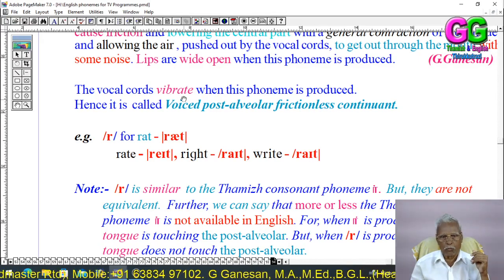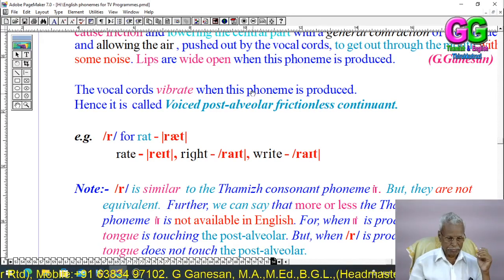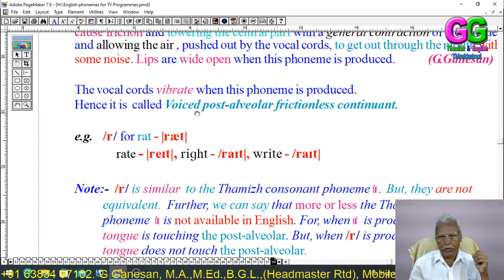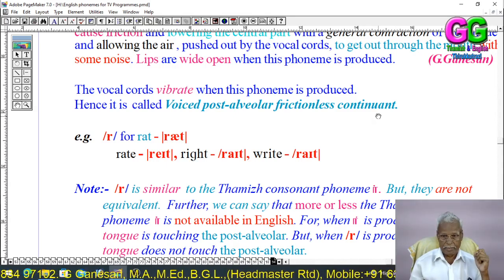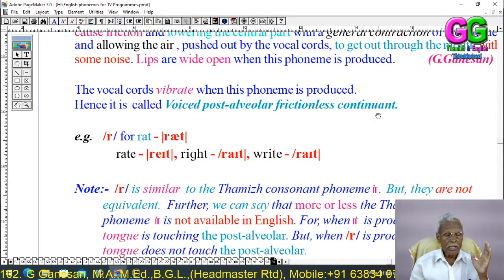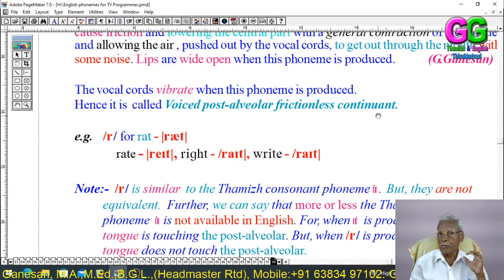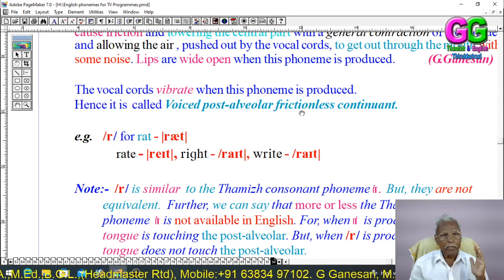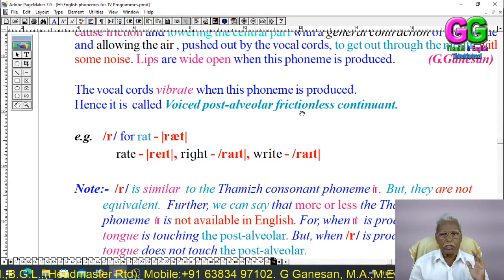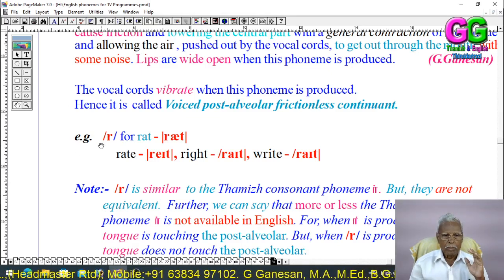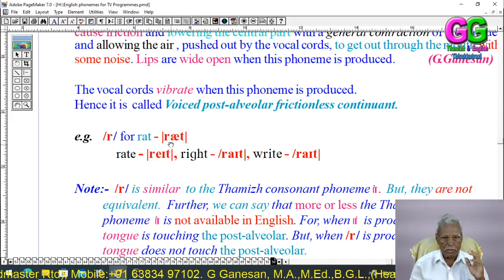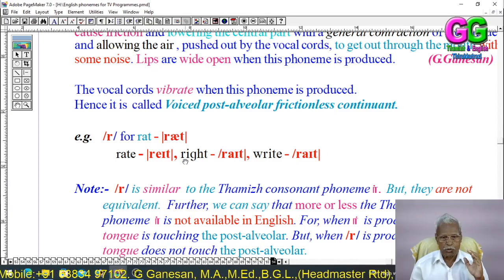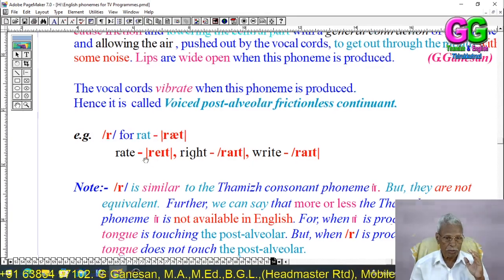The vocal cords vibrate when this phoneme is produced. Hence it is called a voiced post-alveolar frictionless continuant. Examples: alright, right. Both are homophones, alright and right.